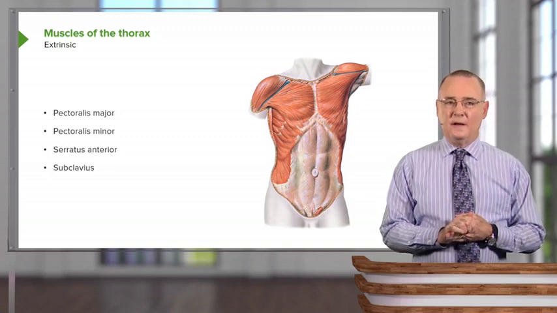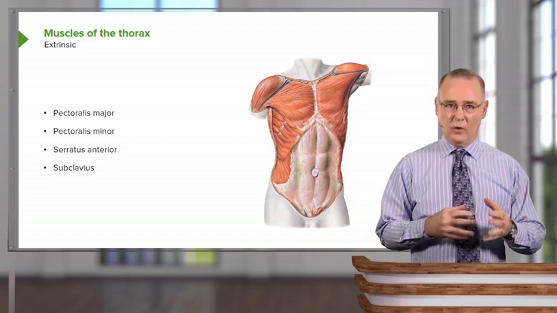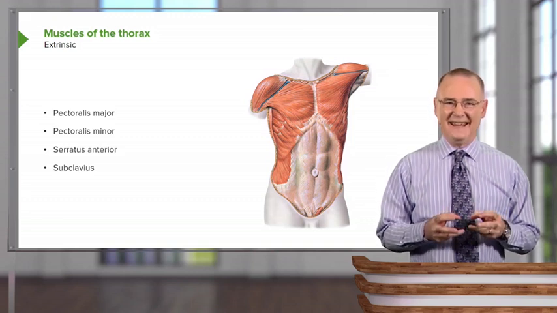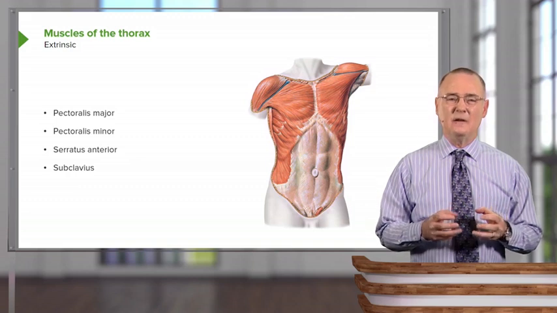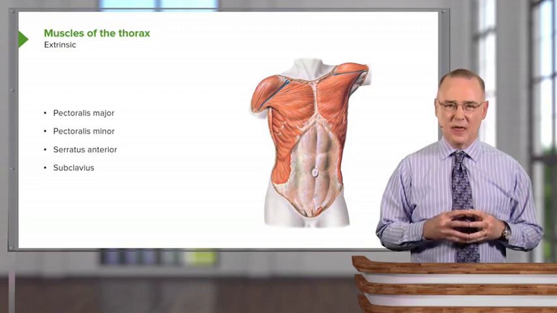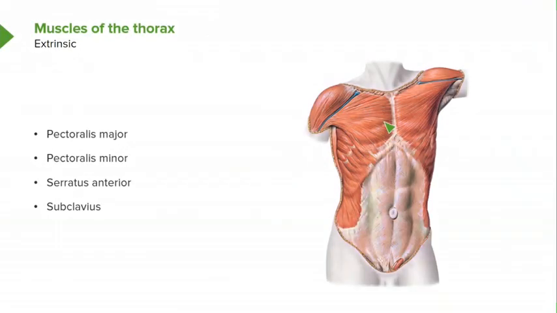Let's focus first then on the extrinsic muscles of the thorax. There are just 4 of them that we'll work through: the pectoralis major, the pectoralis minor, the serratus anterior, and lastly, the subclavius. 2 of these 4 muscles are depicted on this particular illustration. We have the pectoralis major, which is responsible for providing the major contour to the anterior thoracic wall, and we can also see these interdigitating muscle slips on the more lateral aspects of the wall, and these belong to the serratus anterior.